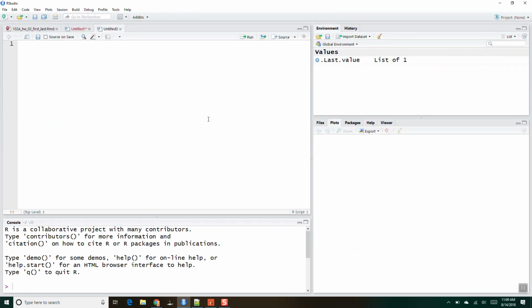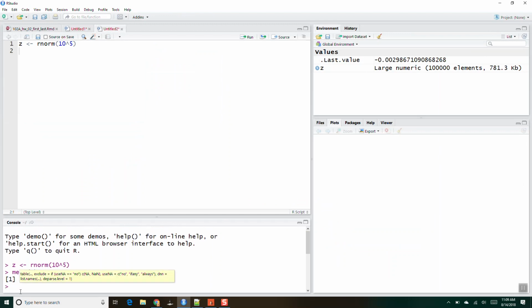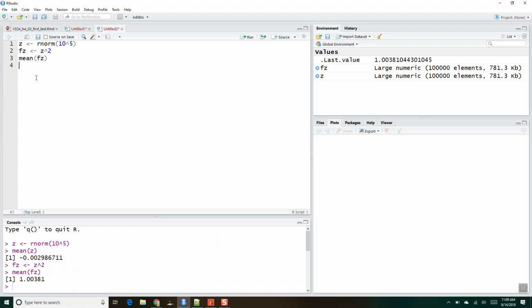Okay, so I'm going to start off by saying z is rnorm. Let's do 100,000 of these. I can just ask, what is the mean of z? And we get something close to 0, not exactly zero. Then we'll say f of z will be z squared. We're going to square all of those, and then we'll just ask for the mean of f of z. And we get something close to 1.